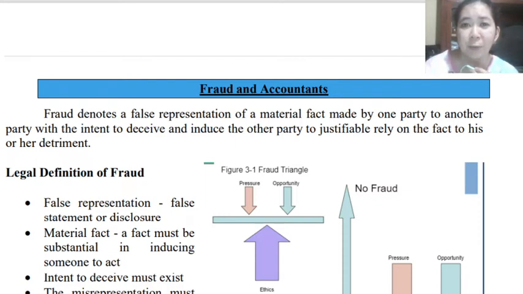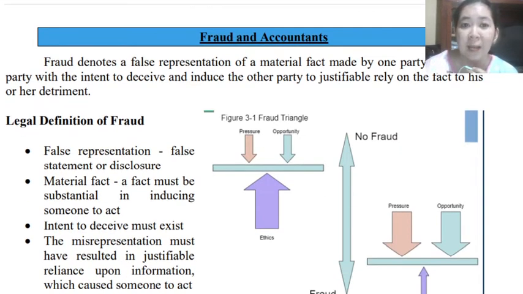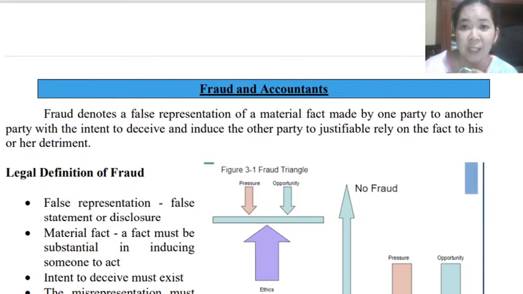So we have here the legal definition of what fraud is. When we say fraud, this denotes a false representation of a material fact that is made by one party to another party with the intent to deceive and induce the other party to justifiably rely on the fact to his or her detriment. So what does this mean? We will talk about the elements from the definition given.